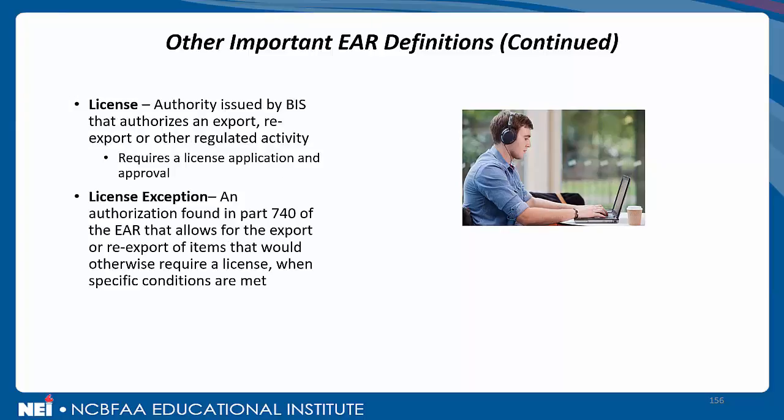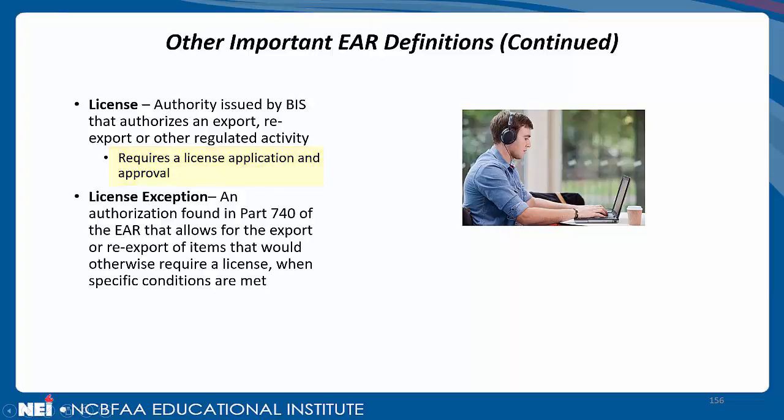Now, what's a license? We've already said that just because an item is subject to the EAR doesn't automatically mean that it needs a license. It requires an authorization, which could be a license or a license exception. But for purposes of our discussion here, a license is an authorization issued by BIS that authorizes an export, re-export, or other regulated activity. And this requires a license application and approval. We'll talk more about that later on too.